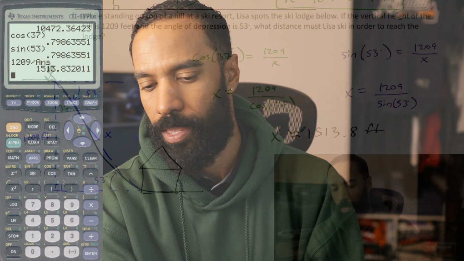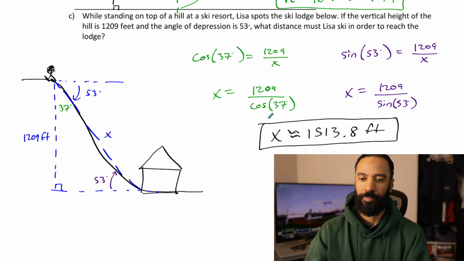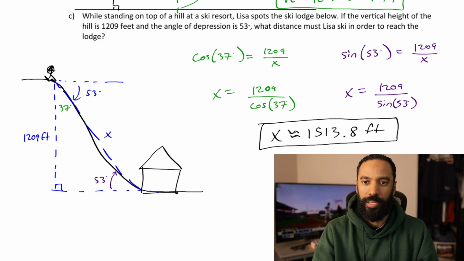So what we're going to do is do 1209 divided by either of those. Let's just use the previous answer, sine of 53, and we get this number here. This is x. This is the hypotenuse. This is how far Lisa has to ski in order to reach the lodge. So x equals approximately 1513.8 feet. And there is our final result for that one. Go, Lisa. Good luck. That's a very steep descent.